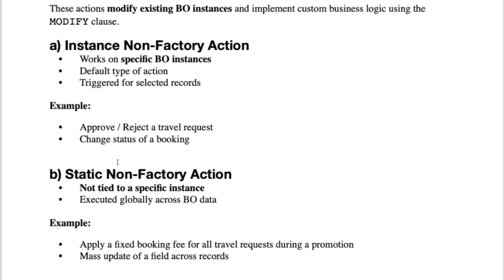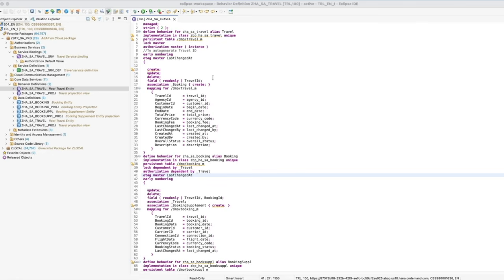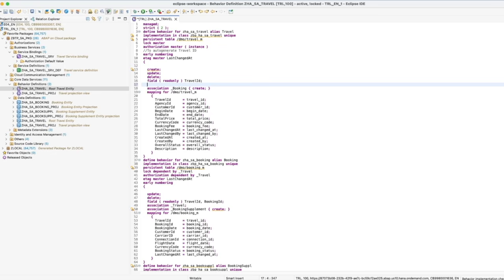So yeah, that's about data actions. Without wasting much time, let's see this in the practical. Let's add static features to make the fields mandatory. For example, let's start with travel ID, field, mandatory.